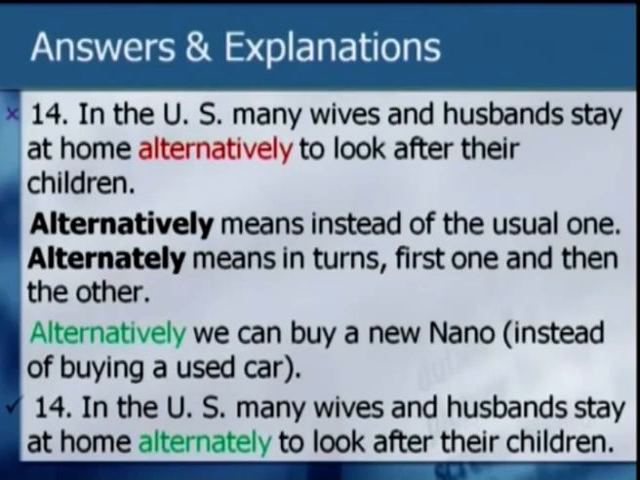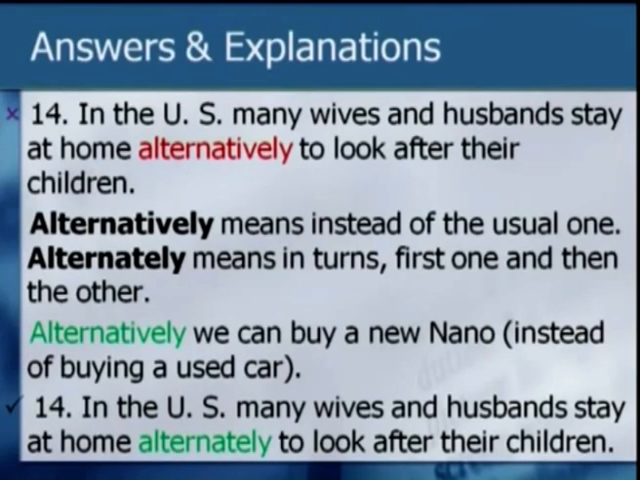So, initially it was told to you, in the US, many wives and husbands stay at home alternatively to look after their children. Now, the error is with regard to the usage of the word alternatively here. Now, what is the error and why is it a common error? Because this word is often confused with the word alternately. Instead of using alternately, the word alternatively is frequently used, and thus the common error has been committed. Look at this, alternatively means instead of the usual one. That is, instead of choosing this, you choose the other as a second choice.